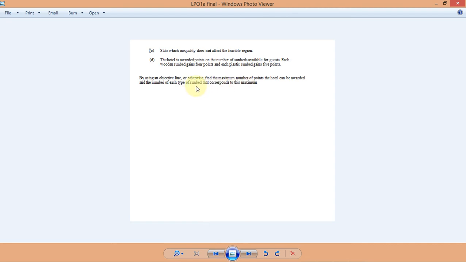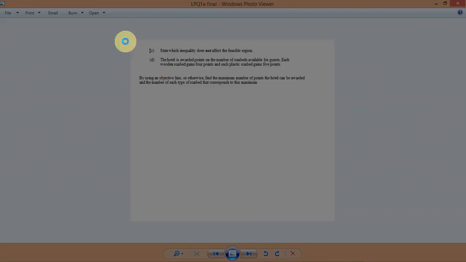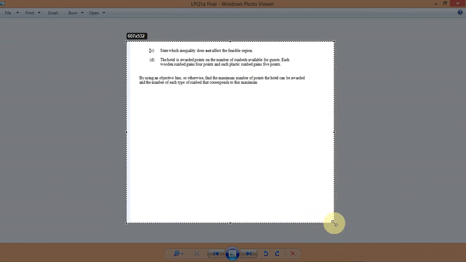Now all I need to do is, for the sunbeds, we need the maximum amount of points. Let me use Lightshot before I go to the graph. What this question is asking us to do is, if I go back to the graph, you see that we have different coordinates. I have 4 coordinates, so I can label them A, B, C, and D.